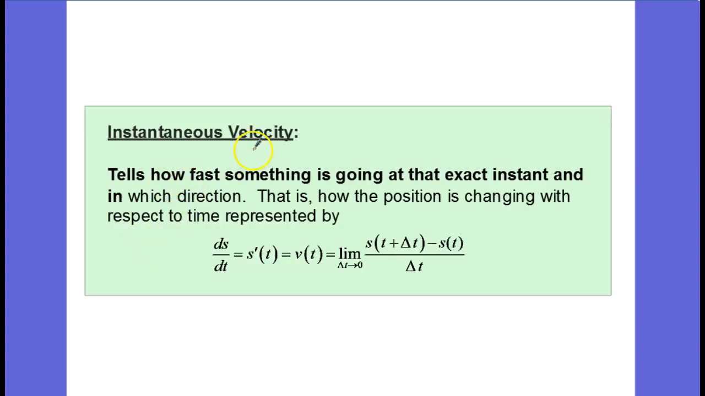So the instantaneous velocity tells how fast something is going at the exact instant and also in which direction it is going. It is a signed value. Remember that speed is the absolute value of velocity.